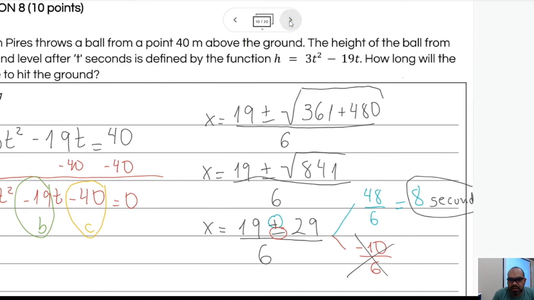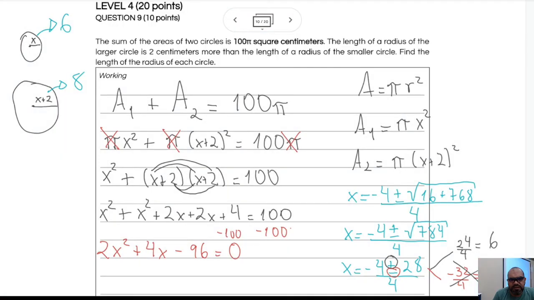Great. Let's go ahead here, level 4. The sum of areas of two circles is 100 pi. The length of the radius of the larger circle is 2 centimeters more than the length of the radius of the smaller circle. Find the length of the radius of each circle. Well, guys, circle number 1, circle number 2. If the smaller radius is x, the bigger is x plus 2.